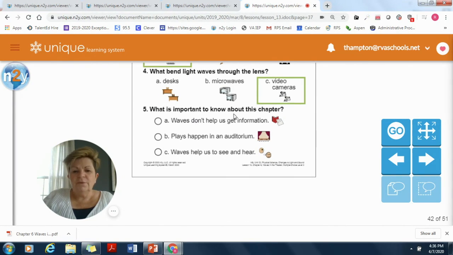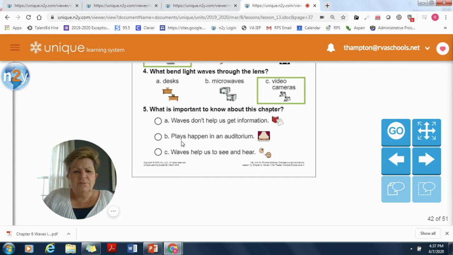And then what is important to know about this chapter? The waves don't help us get information. Is that what the chapter is about? Because it was really kind of the opposite of that, right? Waves were actually helping us use our cell phones, our copiers, our video cameras, and even the cameras on our phones, right? Those are using the waves that the phone is using.